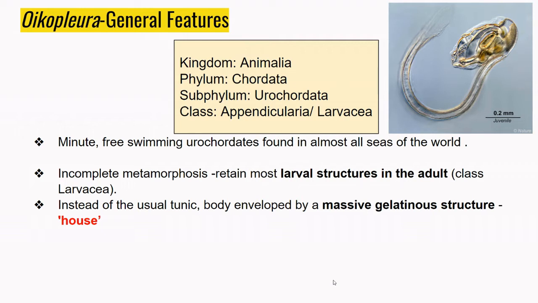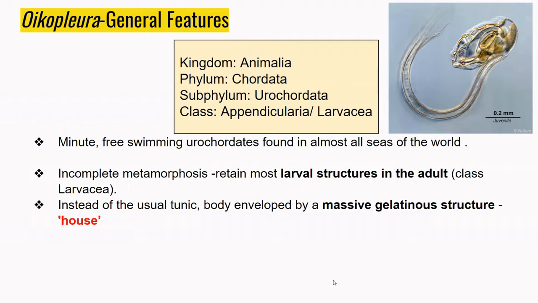Another interesting feature of these organisms is the incomplete metamorphosis, that is, the adult retains the larval characters. So, this class in which they are present is also known as class Larvaceae. And this phenomenon of incomplete metamorphosis, we could call by another term, that is neoteny.